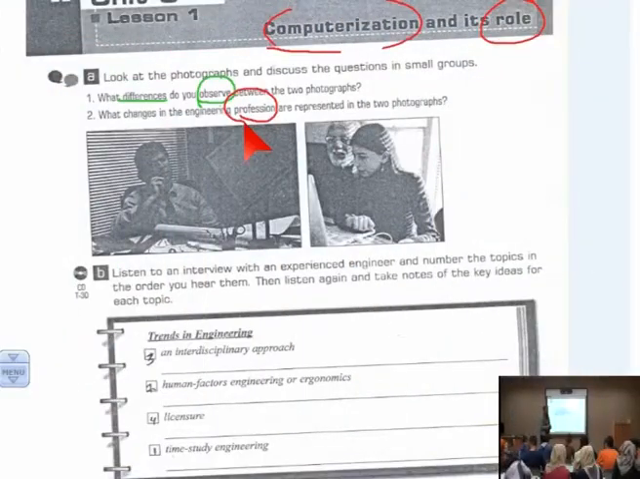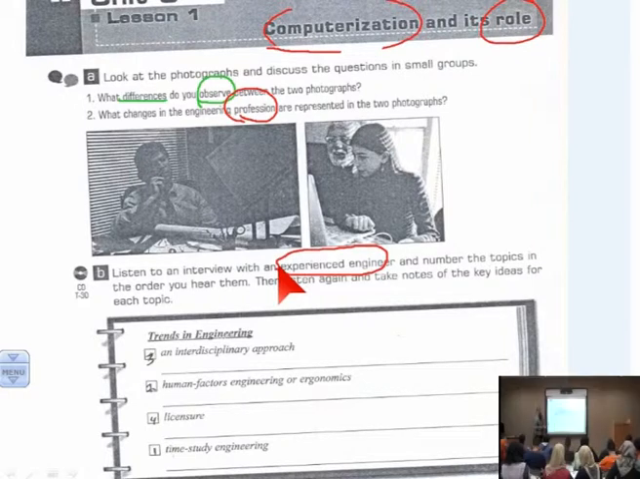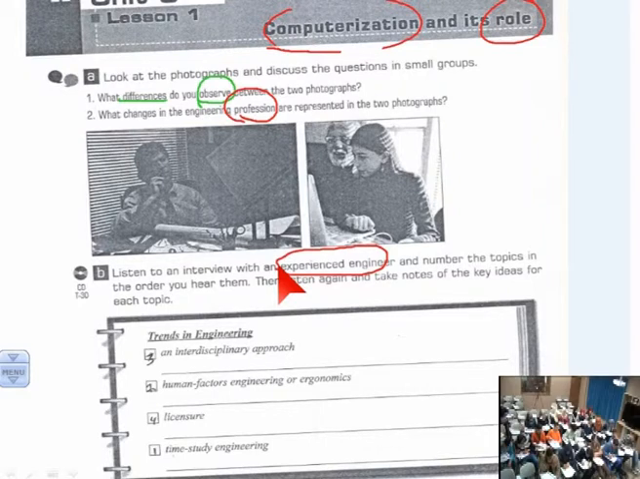Okay, let's start. Anas, would you read B, please? Listen to an interview with an experienced engineer. Experienced, you must know the word, like an expert engineer, so you have lots of experience. The two words are somehow similar. Continue, Anas. The number of the topics and the order you hear them. Then listen again and take notes of the key idea for each topic.